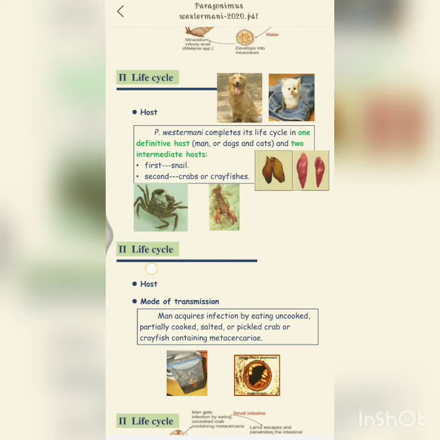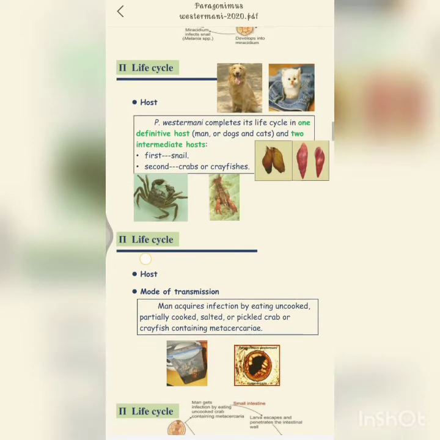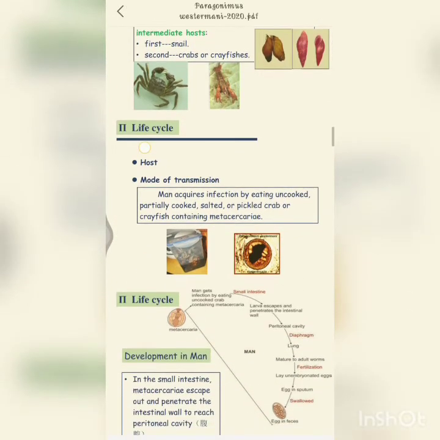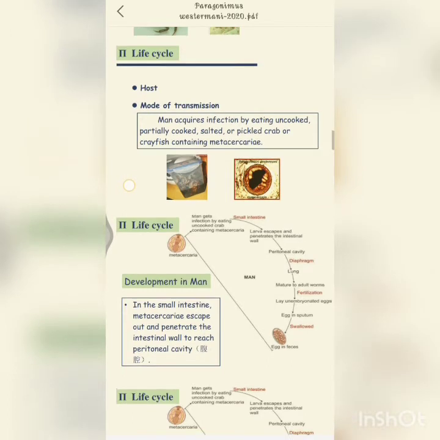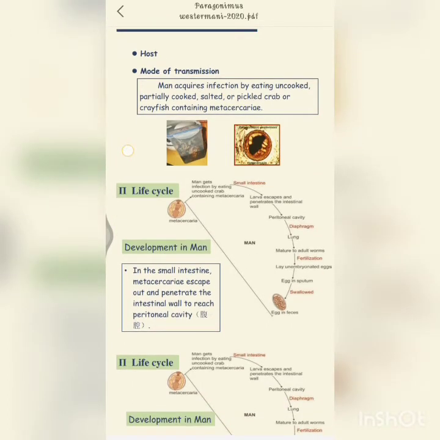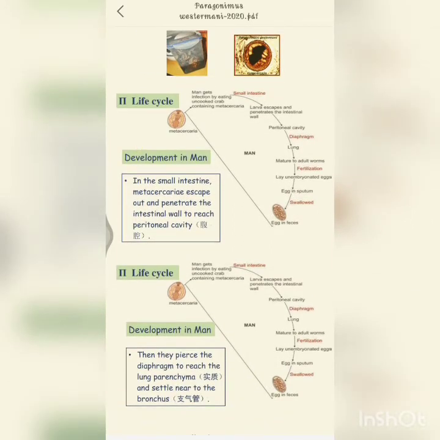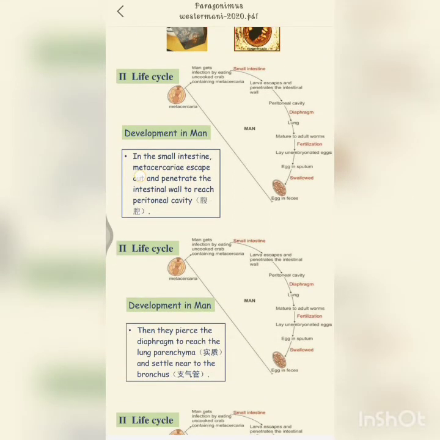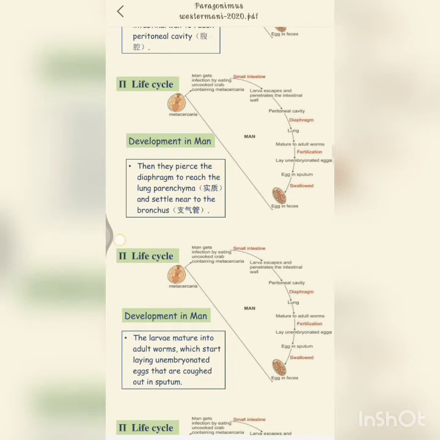So the first intermediate host is the snail, and especially the optimum snail host is the Melania libertina species, and the second is the crabs or the crayfish. Now the mode of transmission: the man acquires the infection by eating uncooked, partially cooked, salted, or pickled crab, which may cause this disease because of the metacercariae, which are the infective form. And next the development in man: in the small intestine the metacercariae escape out and penetrate the intestinal wall to reach the peritoneal cavity, and they pierce the diaphragm to reach the lung parenchyma and settle near the bronchus.